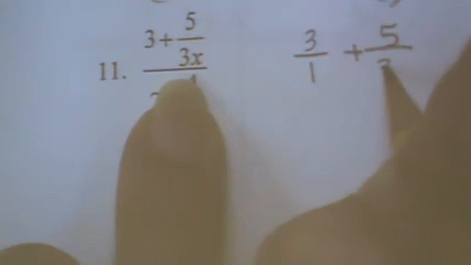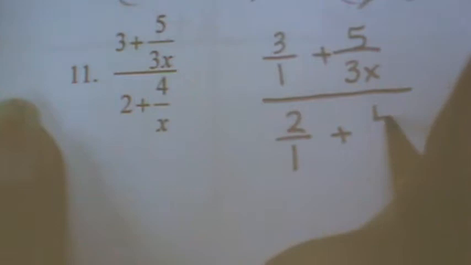Moving right along, number 11. What kind of fraction is this? Starts with a C. Complex. It's a complex fraction. When you have a fraction with a fraction in the numerator and or denominator, it's a complex fraction. We want to flip and multiply, but before, we got to get these two together. Because right now you have 3 over 1 plus 5 over 3x, all over 2 over 1 plus 4 over x. How do we get these two together?